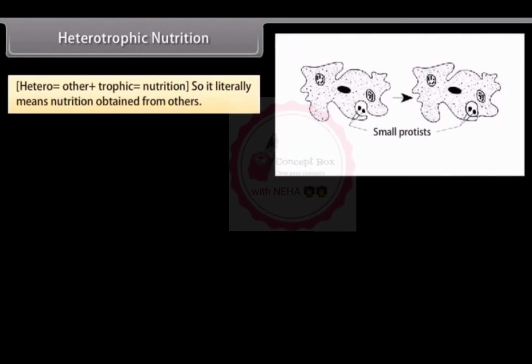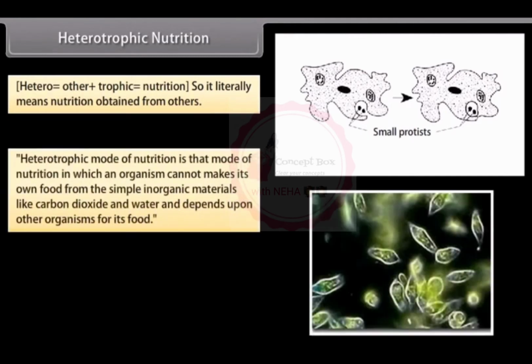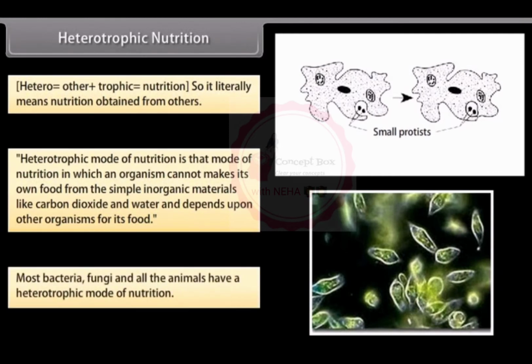Heterotrophic nutrition. Hetero means other, trophic means nutrition, so it literally means nutrition obtained from others. The heterotrophic mode of nutrition is that mode in which an organism cannot make its own food from simple inorganic materials like carbon dioxide and water and depends upon other organisms for its food. Most bacteria, fungi and all animals have a heterotrophic mode of nutrition.